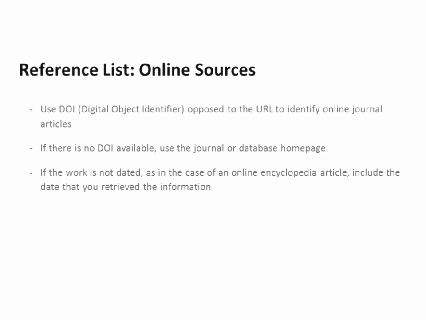If the work is not dated, as in the case of an online encyclopedia article, include the date that you retrieved the information. I want to give a little tip here though. If you're having a really hard time finding the information you need to cite something, that probably is a clue that maybe you shouldn't be citing that material. Maybe that material is not up to the standards of research you should be including in your work.